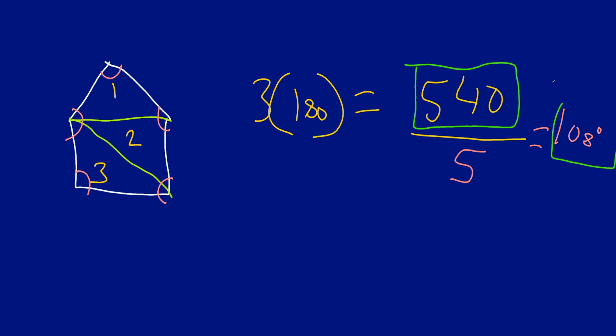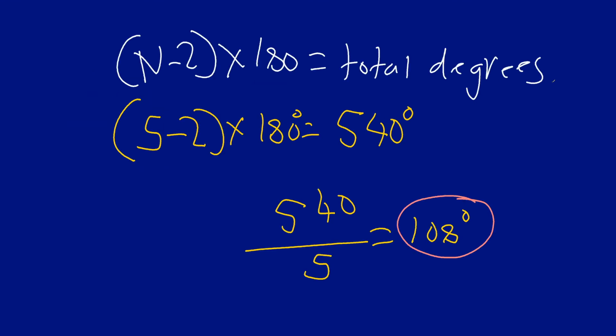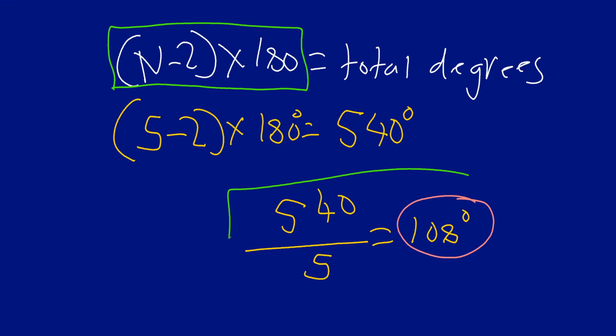And then after that, we are shown here a simple formula for how to calculate this to save a lot of time. The number of sides minus 2 times 180 will give you the total number of degrees. And then I demonstrated that below, and I even showed you how the measure of each angle.